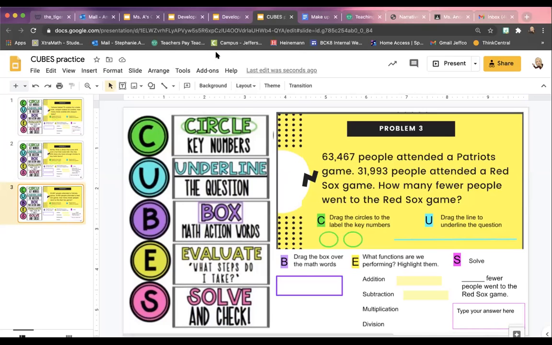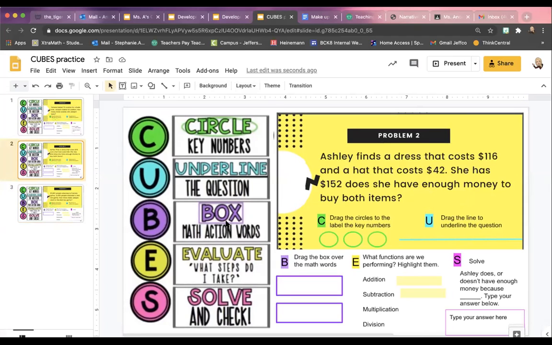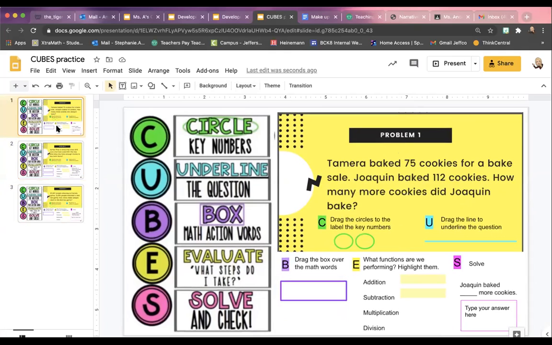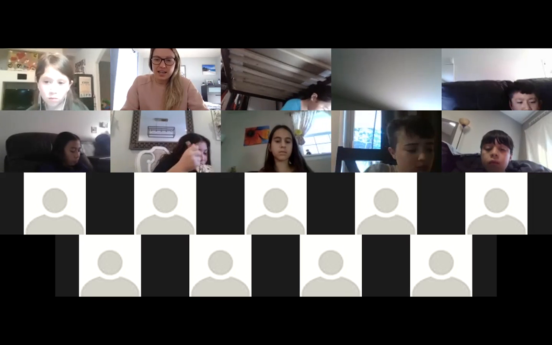For cubes, cubes is really helpful because a lot of times you're going to get a lot of words. You're going to get unnecessary information. And I feel like math curriculum creators write word problems to confuse you. I feel like that's their purpose in life. So going through cubes really gets rid of all the extra stuff. Like Tamara baked 75 cookies for a bake sale. It doesn't really matter that they're cookies. They could be brownies. It doesn't really matter that it's a bake sale. She could have been cooking them for her family. So there's always this extra information that's added that cubes helps you get rid of. So does that make sense for today? I'm hoping.